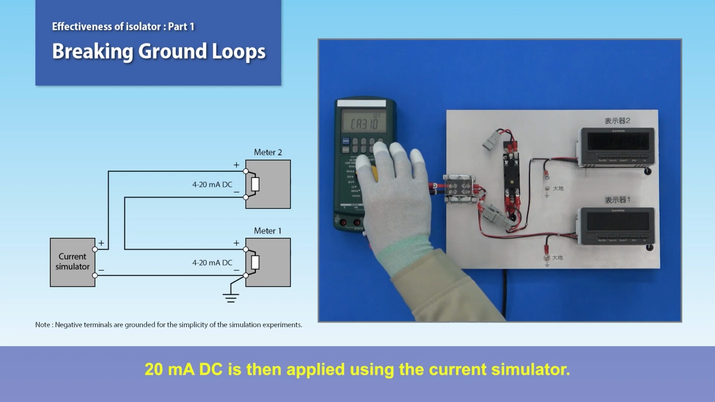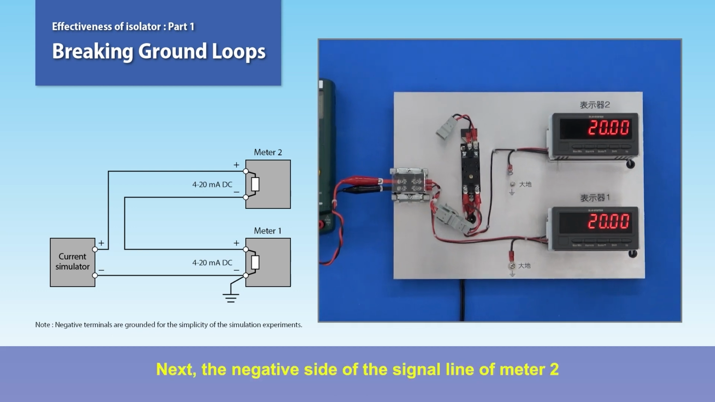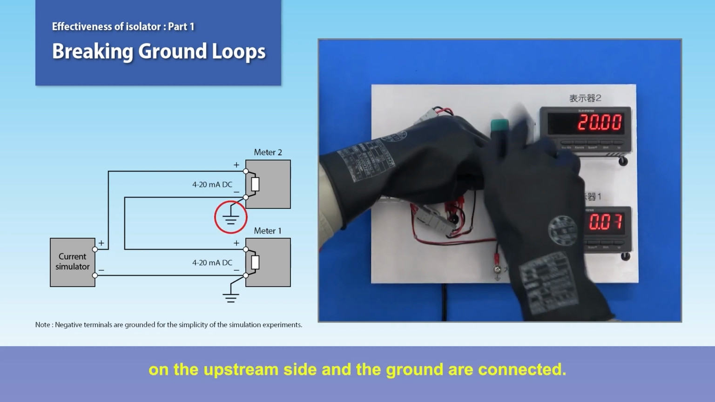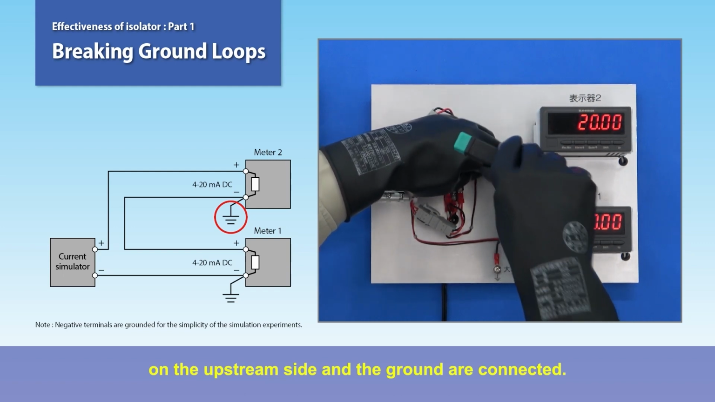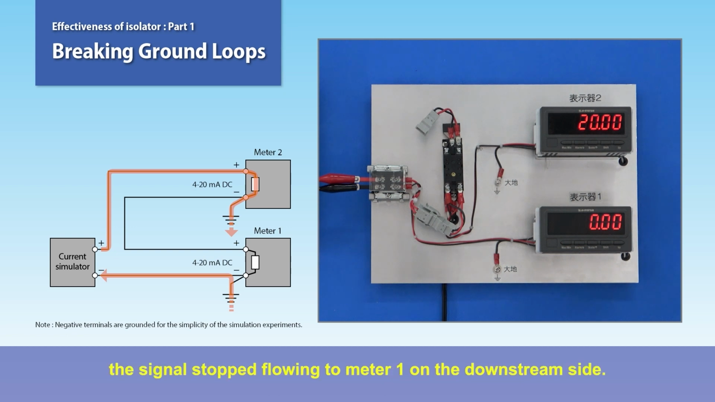20 milliampere DC is then applied using the current simulator. Both meters show 20 milliamperes. As can be seen, no problems occur if the signal loop has only one grounding point. Next, the negative side of the signal line of meter 2 on the upstream side and the ground are connected. Although meter 2 on the upstream side shows 20 milliamperes, meter 1 on the downstream side now shows 0 milliamperes. Because there are 2 grounding points, the signal stopped flowing to meter 1 on the downstream side.